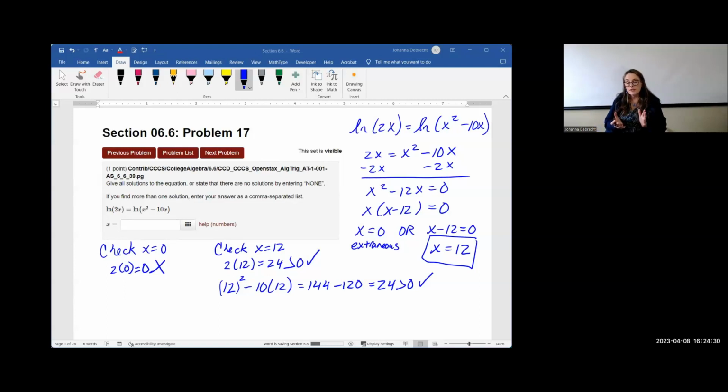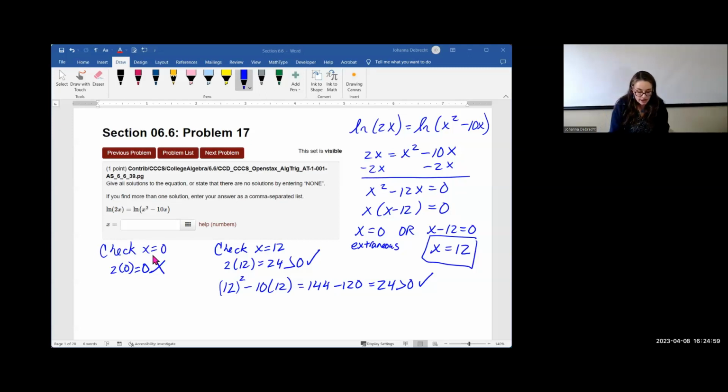In problem number 17, we have a natural log equal to a natural log, only one log equal to a natural log. The bases are both e and the powers are equal, so the answer parts have to be equal. This gives us a quadratic equation, which we can solve by factoring out the common factor of x. It gives two possible solutions, x is 0 or x is 12. I have to check both in both original answer parts.